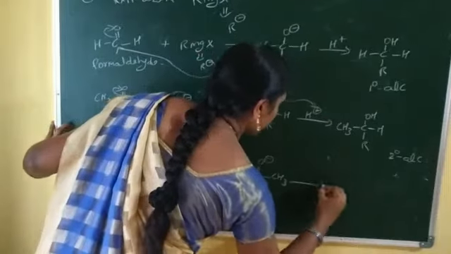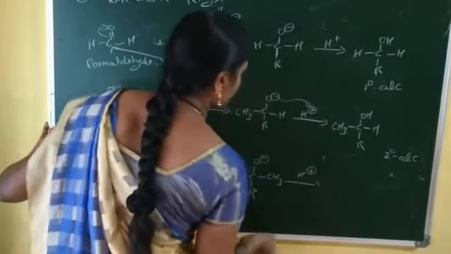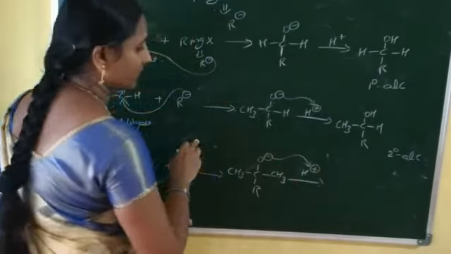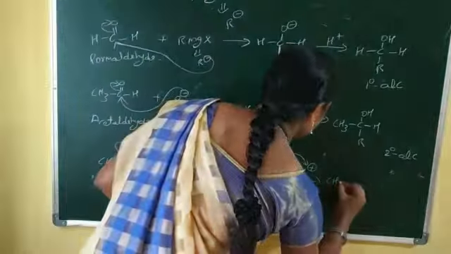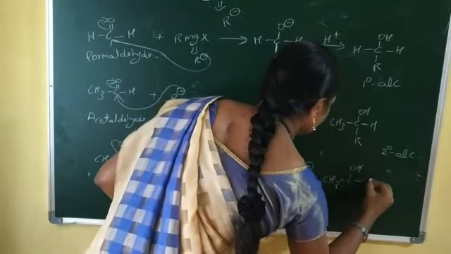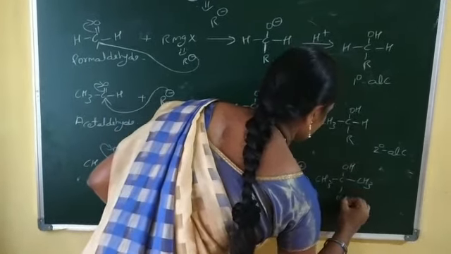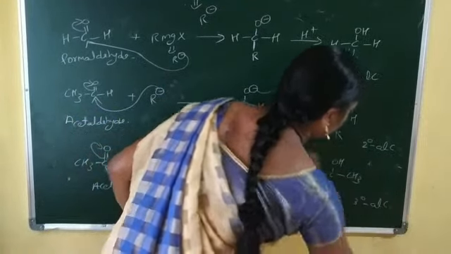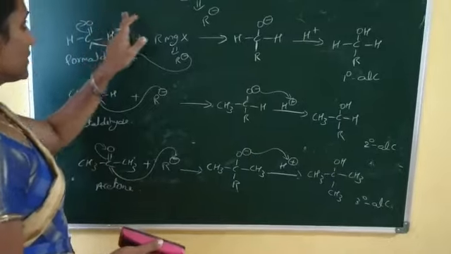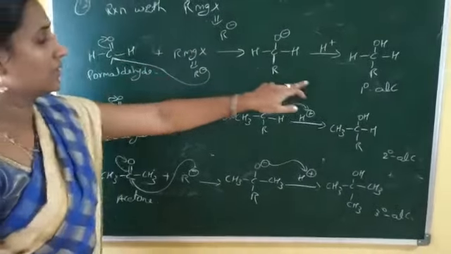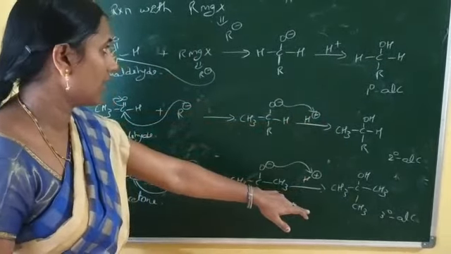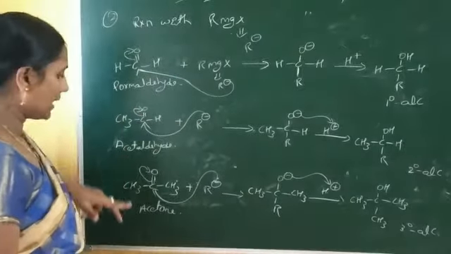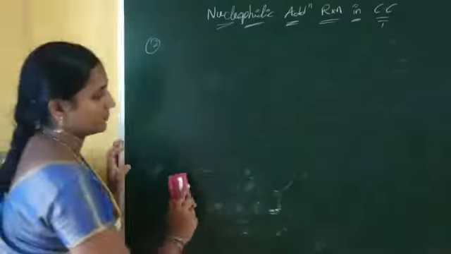Again this oxyanion is treated with H plus. Now O minus is abstracting this H plus, leading to alcohol formation. This alcohol is a tertiary alcohol. In reaction with Grignard reagent, to prepare primary, secondary, and tertiary alcohols, treat it with formaldehyde, acetaldehyde, and acetone.